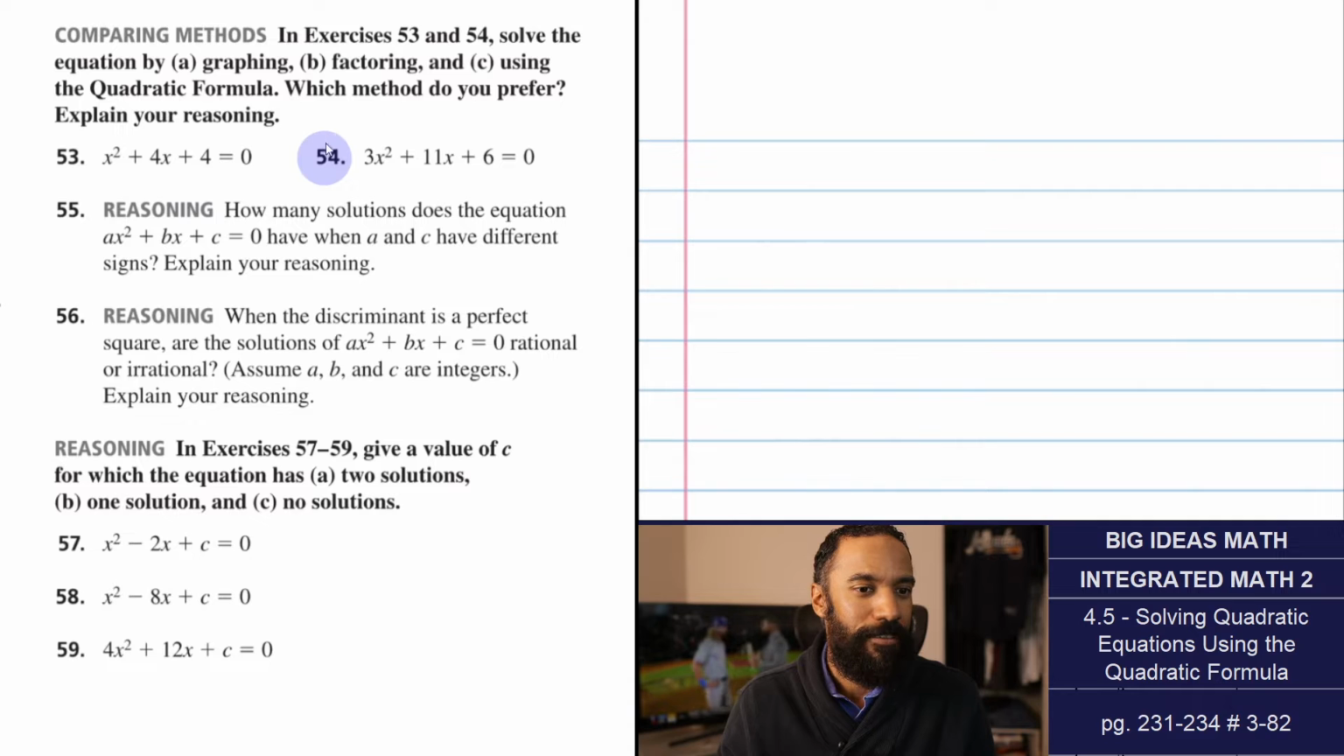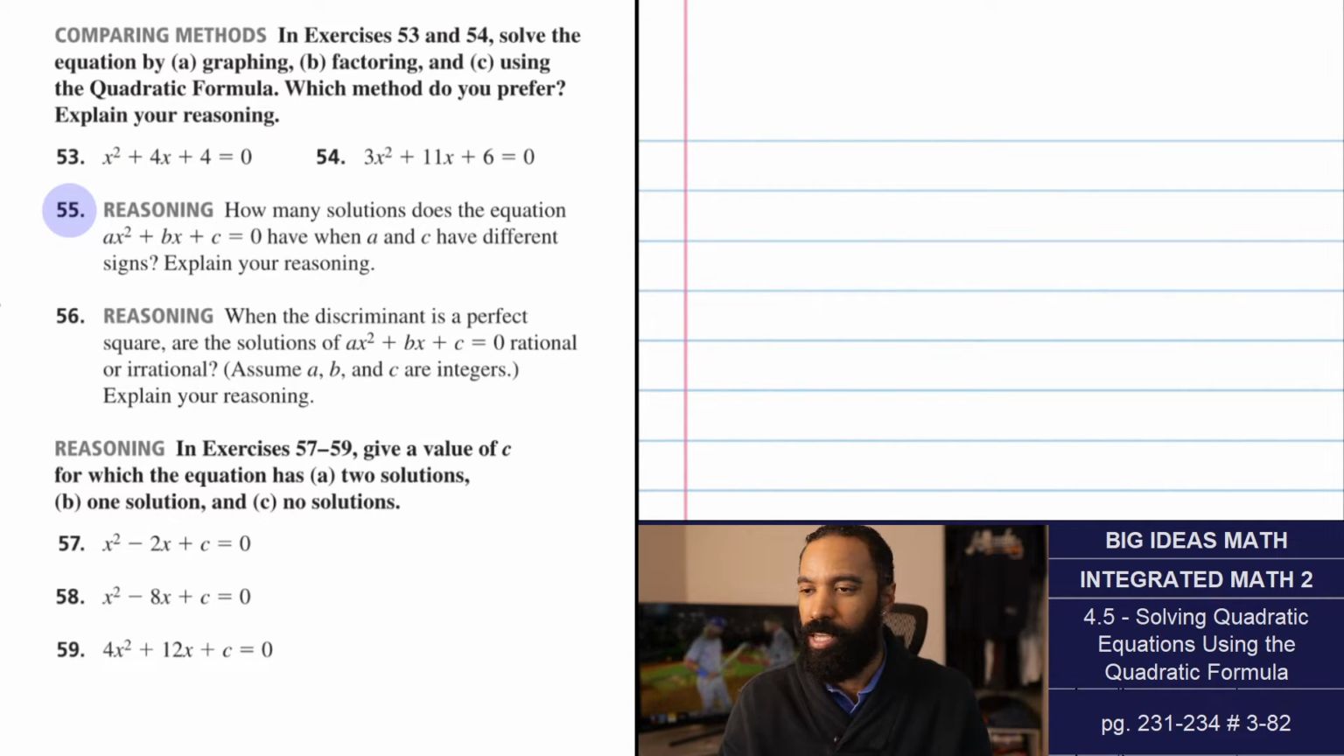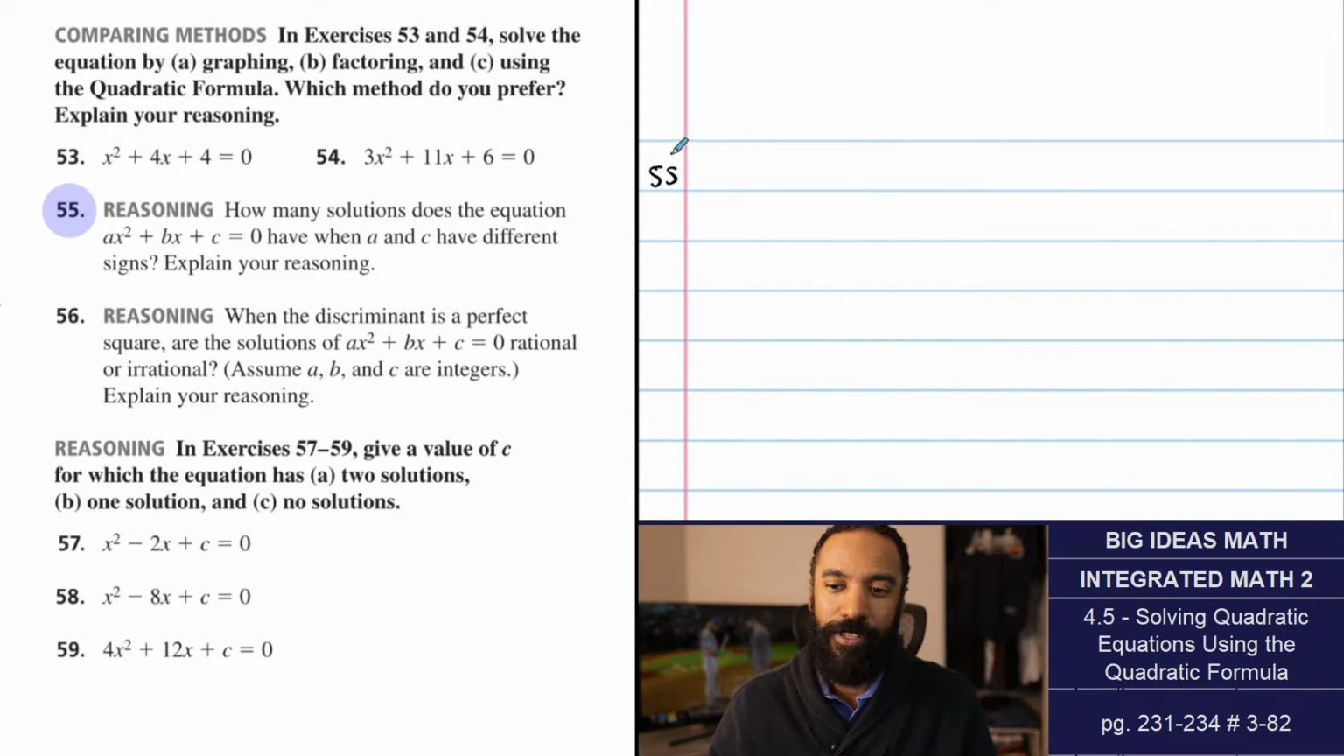Number 55. How many solutions does the equation ax squared plus bx plus c equals 0 have when a and c have different signs? We talked about this. So this is one where I even cut corners on a problem here. When they have different signs, I'm going to explain it first. If a is greater than 0 and c is less than 0, remember what c is. It's a y-intercept. So if a is greater than 0, it's a stretch factor.